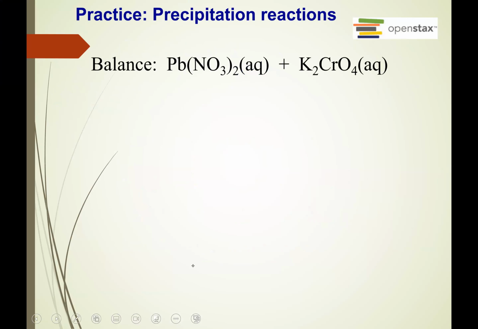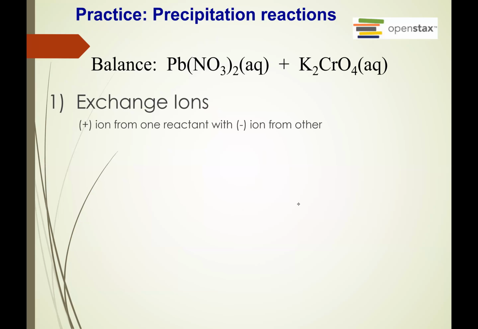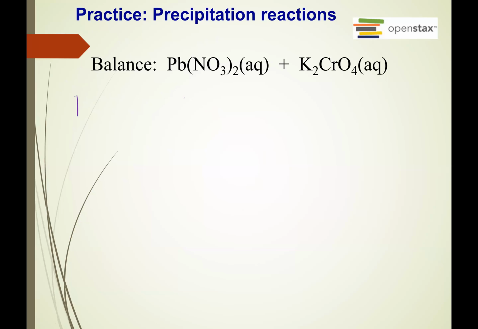Okay, so let's practice this. We're going to try one of these. So here's our reaction. I'm just going to write the whole thing here because it's going to be too much to try to do on our own. Okay, so this is a double displacement reaction. So whoever's first stays first. So the PB stays first, and the K stays first.